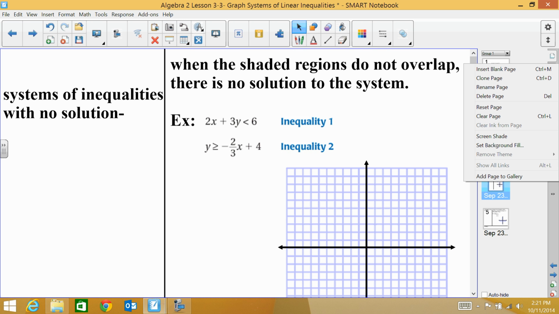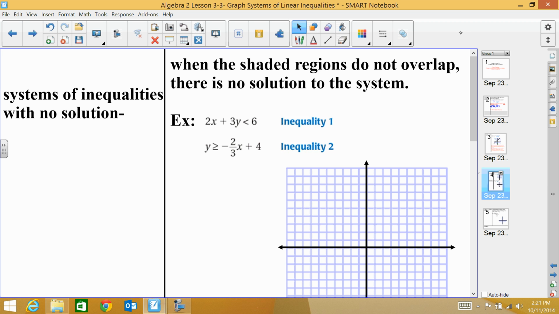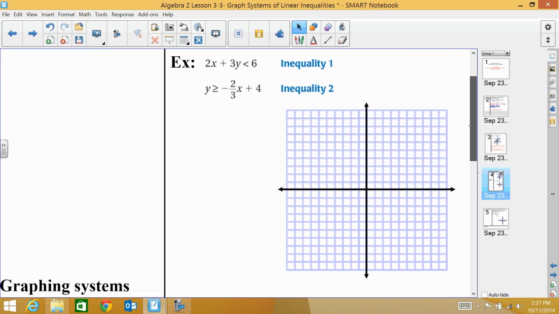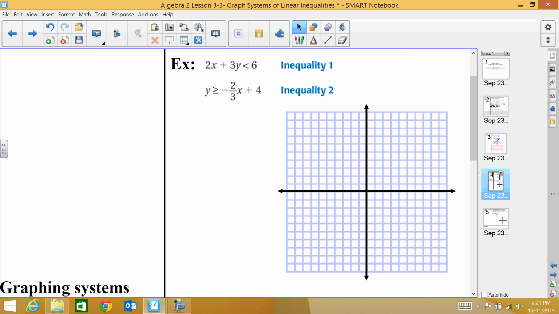Okay, now, what about systems of inequalities that have no solution? So when the shaded regions don't overlap, then there's no solution to the system, because if the shadings never overlap, then you can have solutions for one equation or inequality and for the other inequality, but not for both together at the same time. So let's graph this inequality and see how that looks.